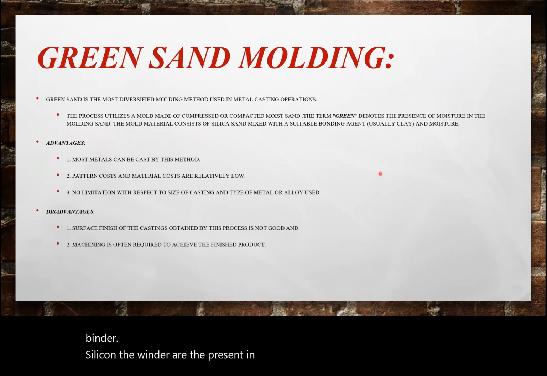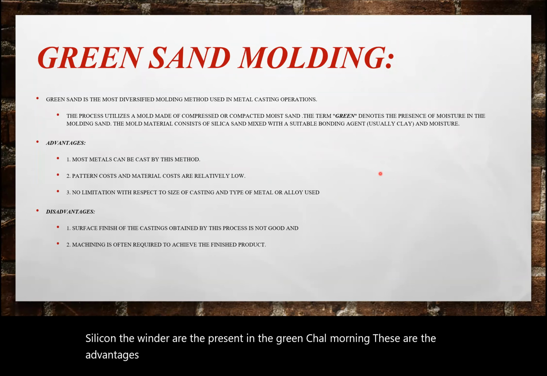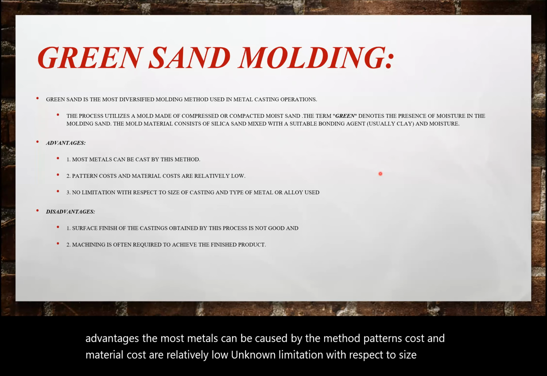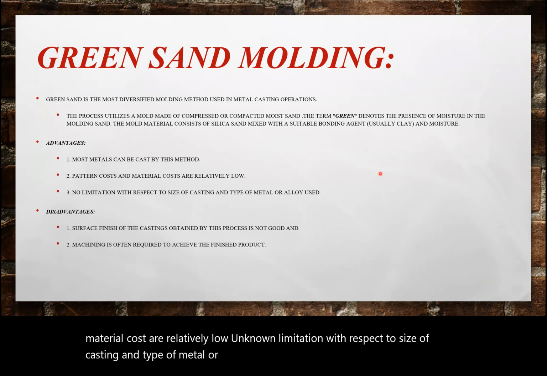These are the advantages. Most metals can be cast by this method. Pattern cost and material cost are relatively low, and there is no limitation with respect to size of casting and type of metal or alloy. Any type of metal can be alloyed using green sand molding. So any size is achievable.